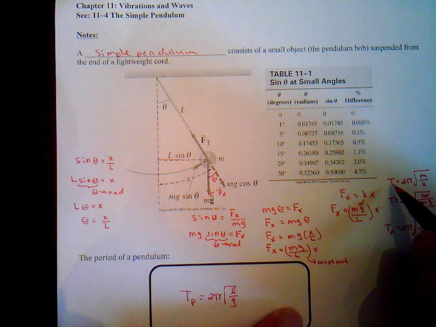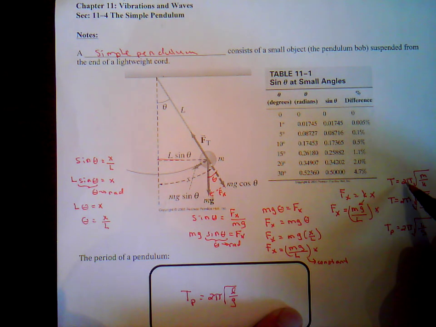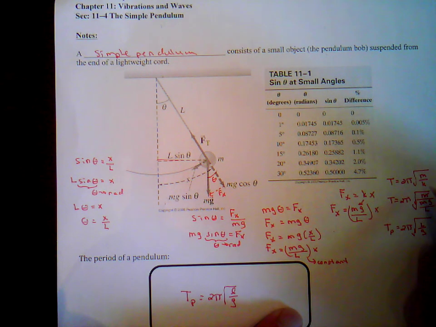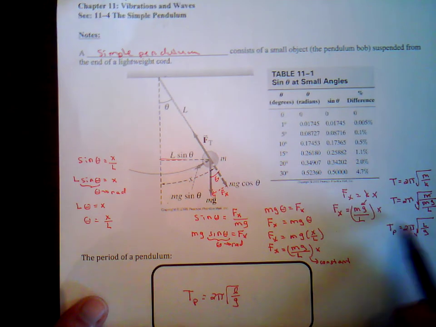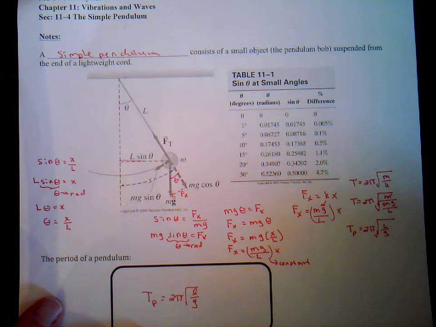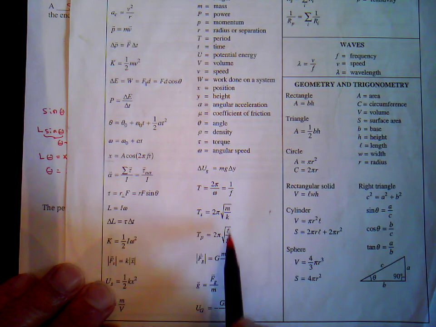This is the equation for the period of an object in simple harmonic motion, or a spring: 2 pi times the square root of m over k. Well, the k for a pendulum is mg over L, so I'm substituting mg over L in for k here. Masses cancel out. Again, this is 1 over g over L, which ends up being L over g. So this is the equation for the period of the pendulum. Notice that is the equation that is on the equation sheet, period of a pendulum, 2 pi times the square root of L over g.